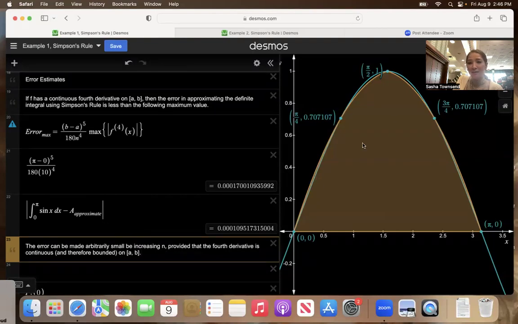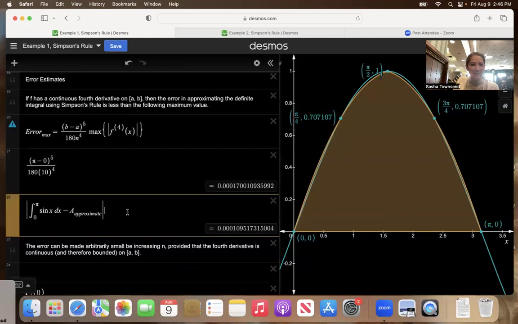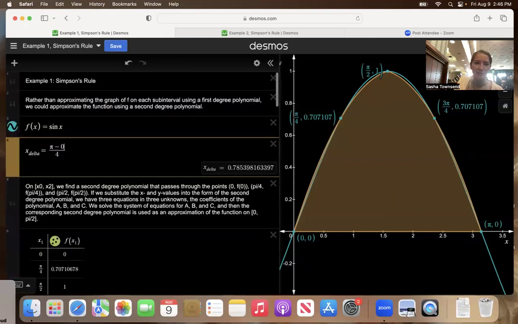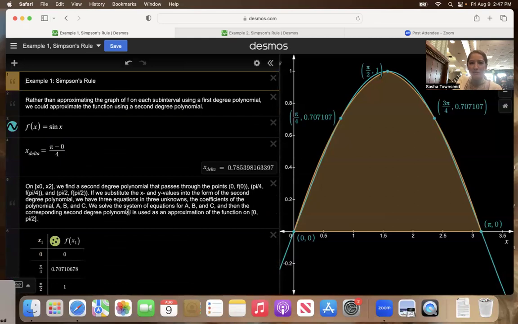Now, I don't want to graph that because it would be a pain, but I hope you understand that we would just subdivide this into 10 subintervals of equal width. And then we would have 5 different polynomials that pass through each set of 3 points. So I think that's it. We could do this again for another example. I think I might do another example in a different video, but that's Simpson's rule.